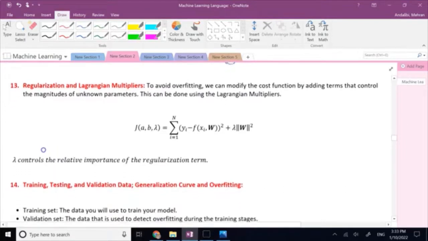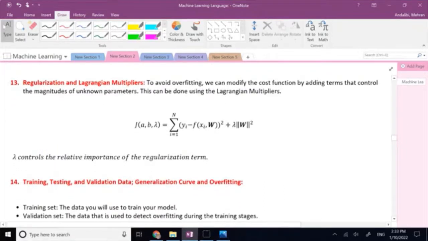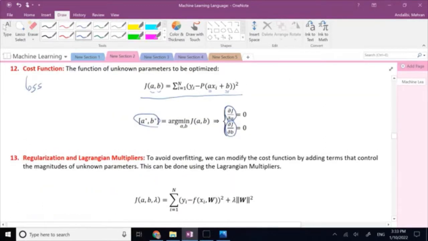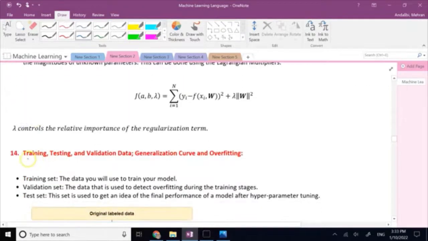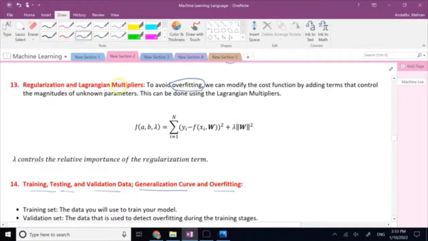Now, one of the problems that happens a lot during minimizing a cost function and modeling a system is overfitting. So what is overfitting? Overfitting, which by the way, this topic, regularization and overfitting, is also related to the next category: testing, training data, validation data, generalization curve, and so on. So I would like to cover topics 13 and 14 together.